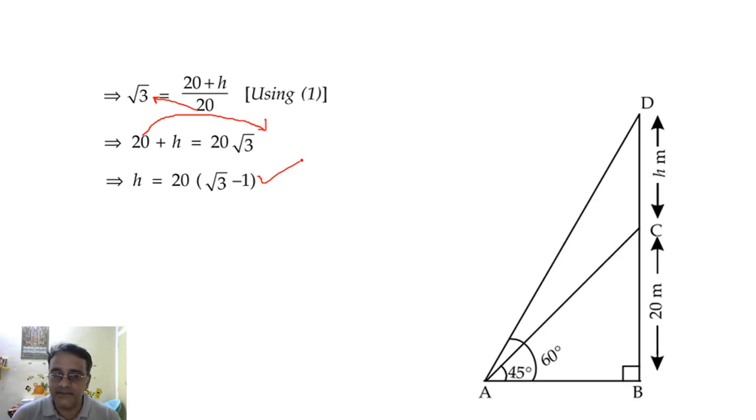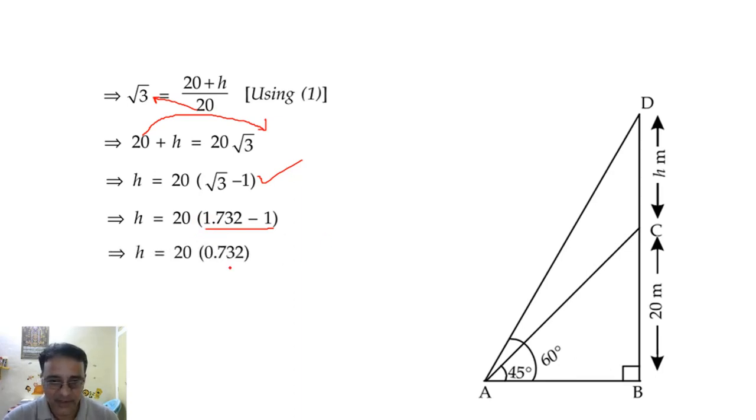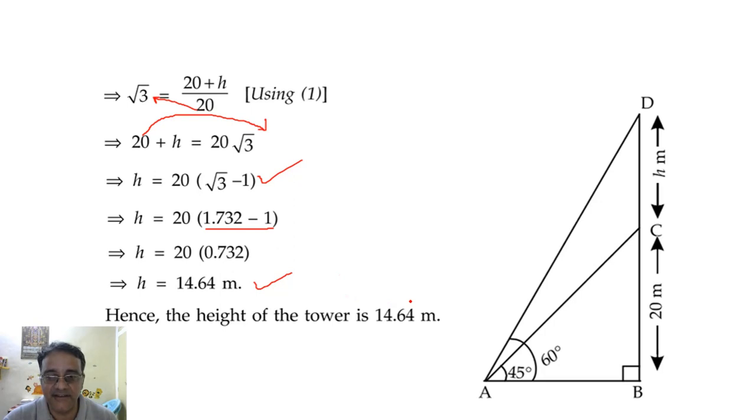बट आई ऑलवेज एडवाइज दैट सब्सटीट्यूट द वैल्यू ऑफ रूट 3, दैट इज 1.732. ओके, अगर वो वैल्यू सब्सटीट्यूट करेंगे सो हम लोग को 1.732 माइनस 1 मिलेगा, दैट इज 0.732. If you multiply this two, we'll get 14.64 meter. So hence the height of the tower is 14.64 meter. Backside in the NCERT answer is given 20 into root 3 minus 1. Any doubt in this question?